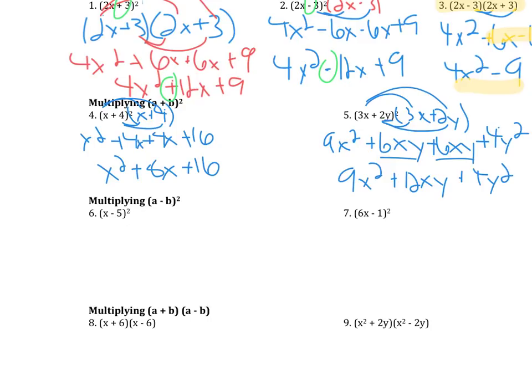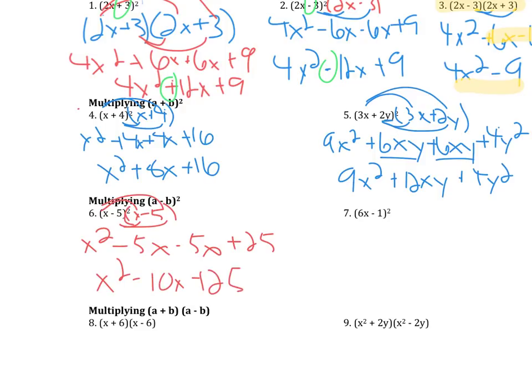Now multiplying with minus signs doesn't really change from what we did up here. The process is still the same. So this is still x minus 5 times x minus 5. Distribute, and we get x squared minus 10x plus 25 there. Same thing over here. We get 6x minus 1 twice. Distribute, and we get 36x squared.